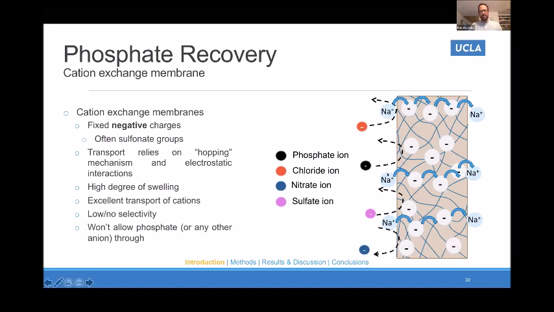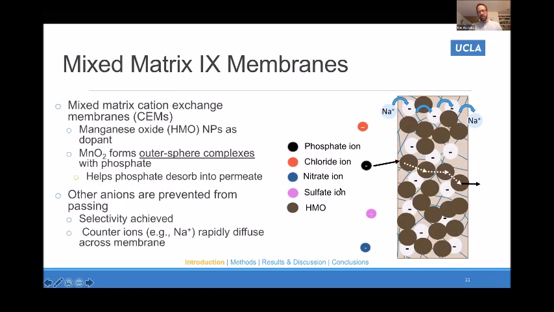But we wanted to take advantage of the inherent selectivity, the fact that these cation exchange membranes will not allow the transport of any anions through. And the approach that we took in order to achieve that is to create a mixed matrix membrane that contains manganese oxide nanoparticles as a dopant. That's depicted here, these brown particles that are embedded throughout the membrane. I'll show you some actual pictures and analysis of this material.